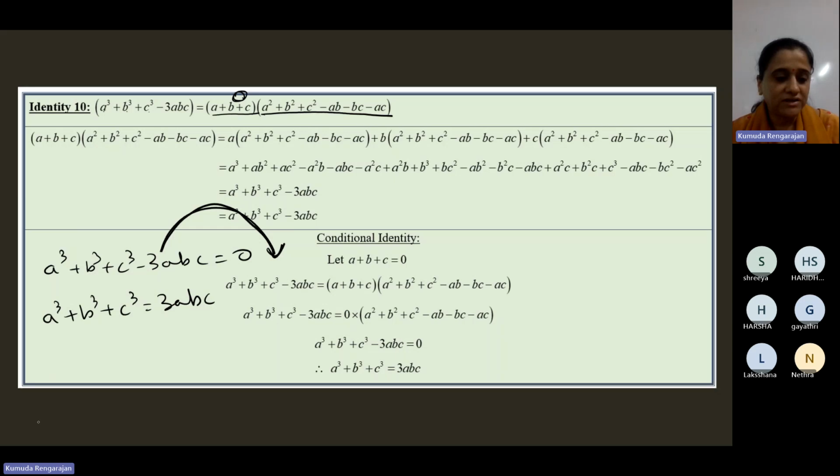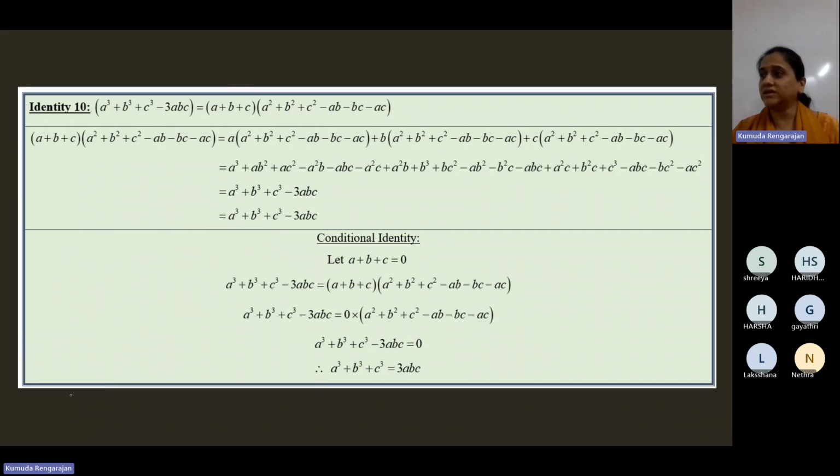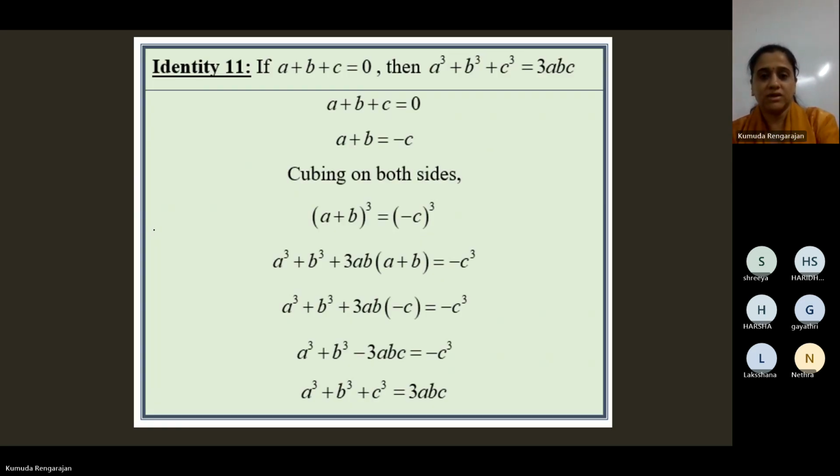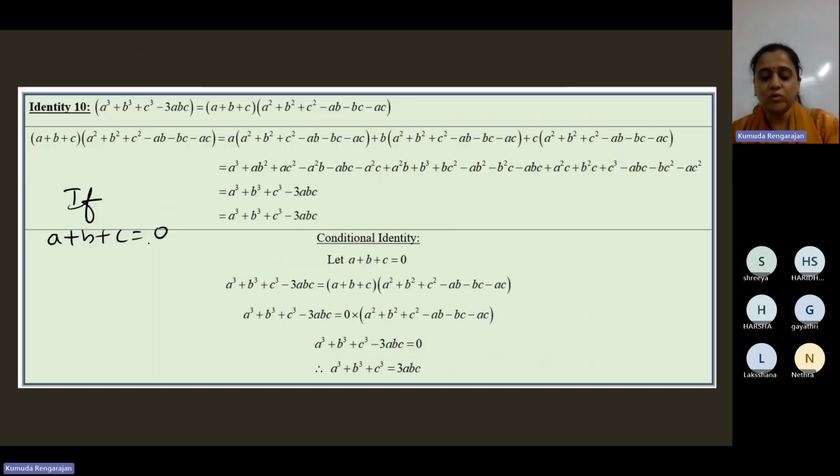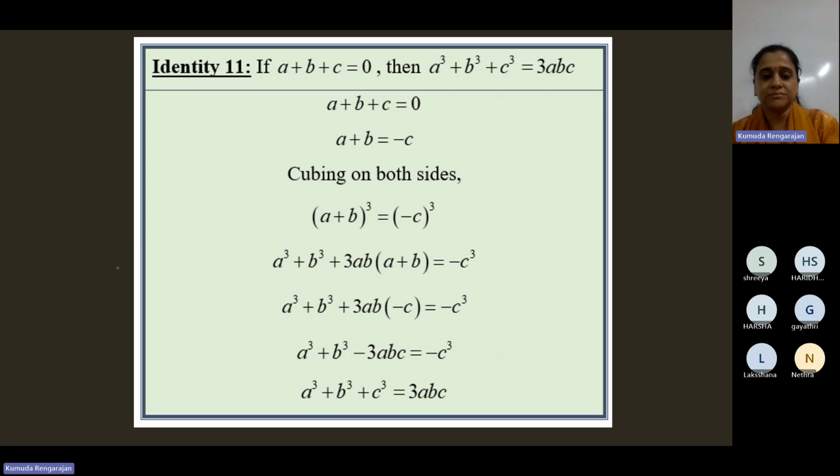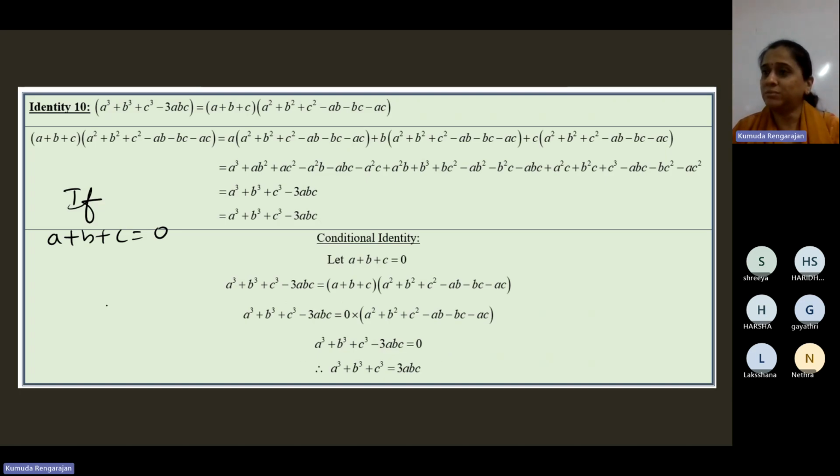So the conditional identity is: if A plus B plus C is 0, then A cubed plus B cubed plus C cubed is equal to 3ABC. I have proved it in a different way on the next slide.